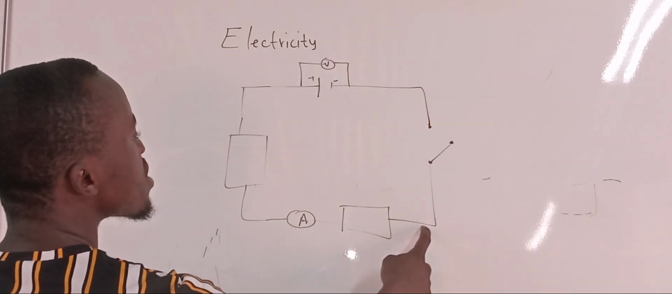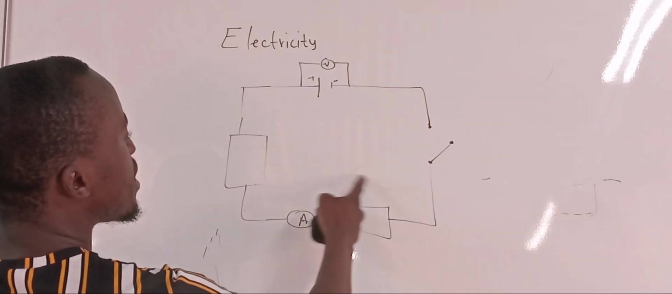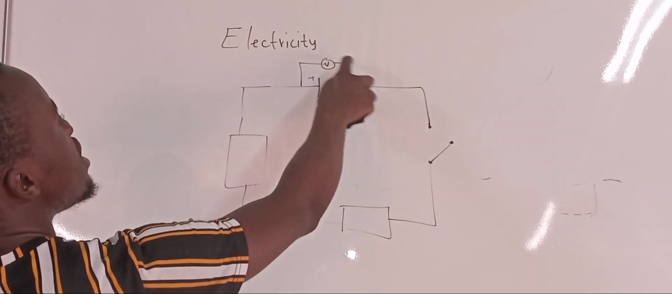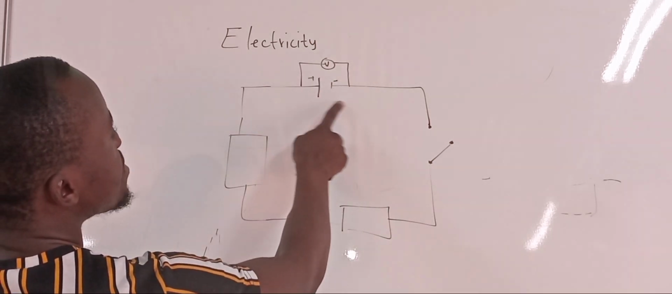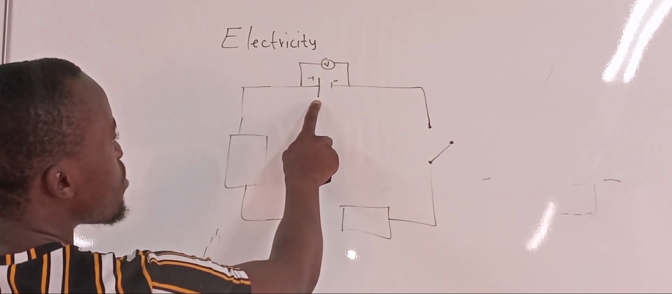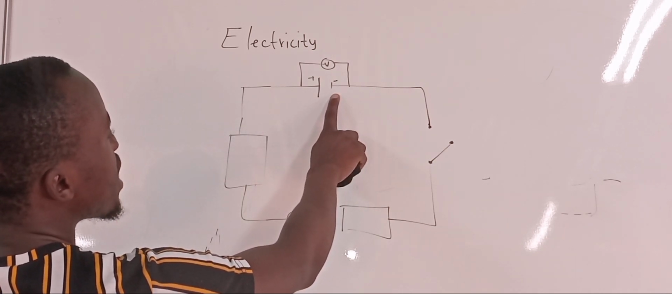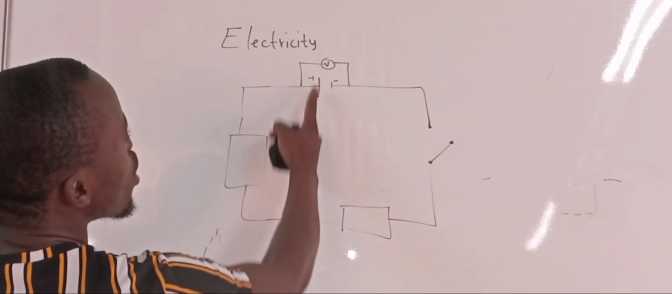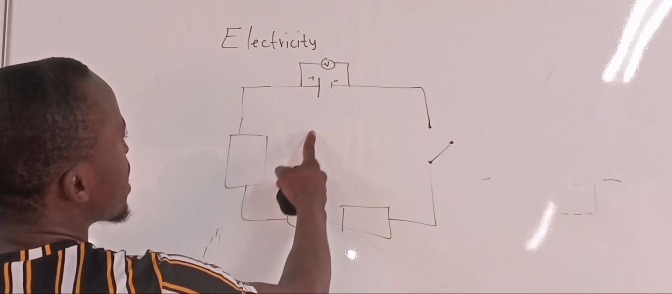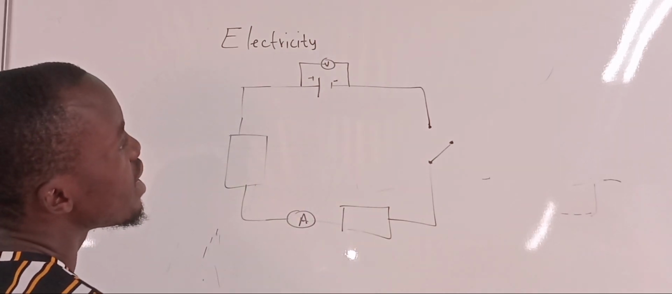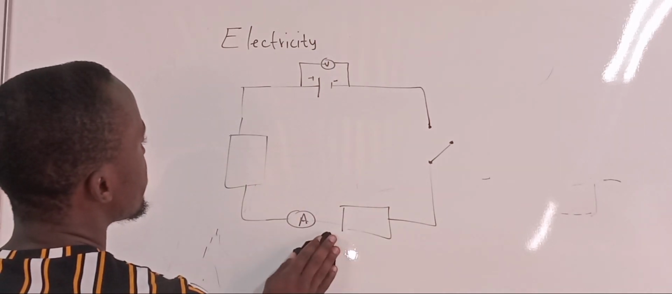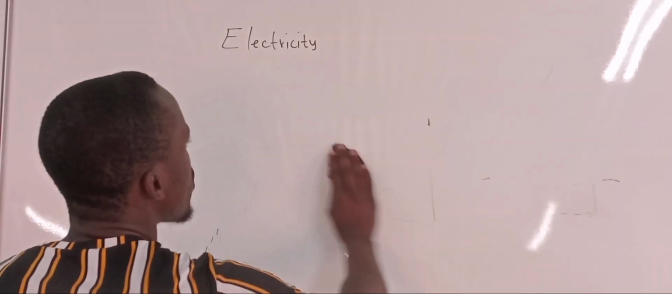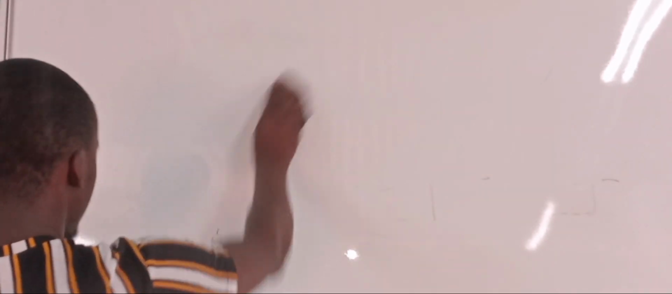We have wires, we have a switch, we have the resistor, we have an ammeter, we have a voltmeter. Then we have this, a cell. This is a cell because we have one positive terminal and one negative terminal, and you must be aware of this. The long terminal is known as the positive terminal, and the short one is known as the negative terminal. So this is a sample of an electric circuit.